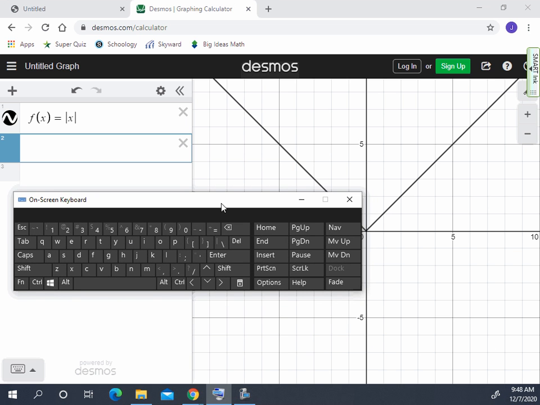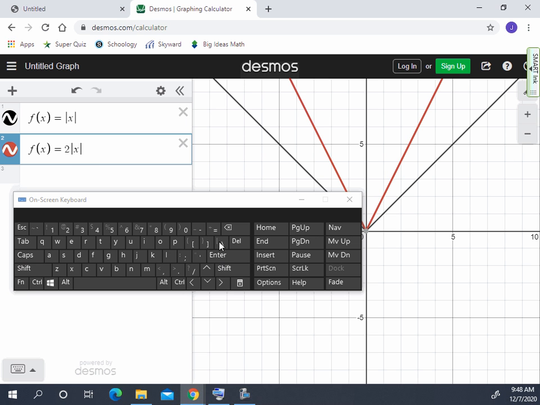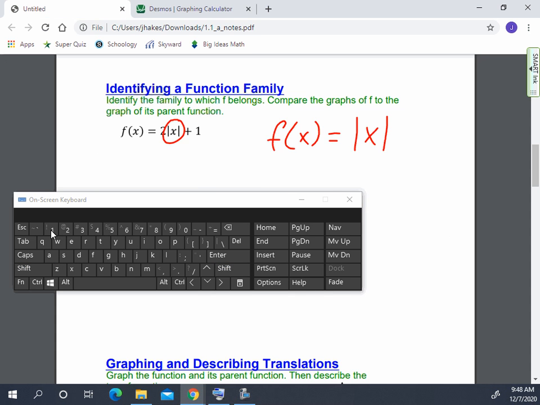Okay. F of x is equal to... shoot, I don't know why it does that. F of x is equal to 2 times the absolute value of x. Was it plus 1? Yeah, plus 1.